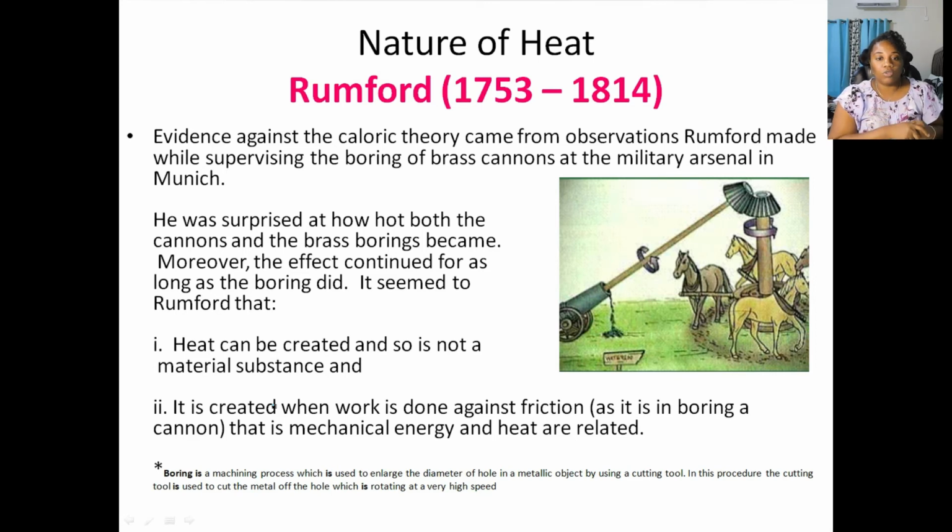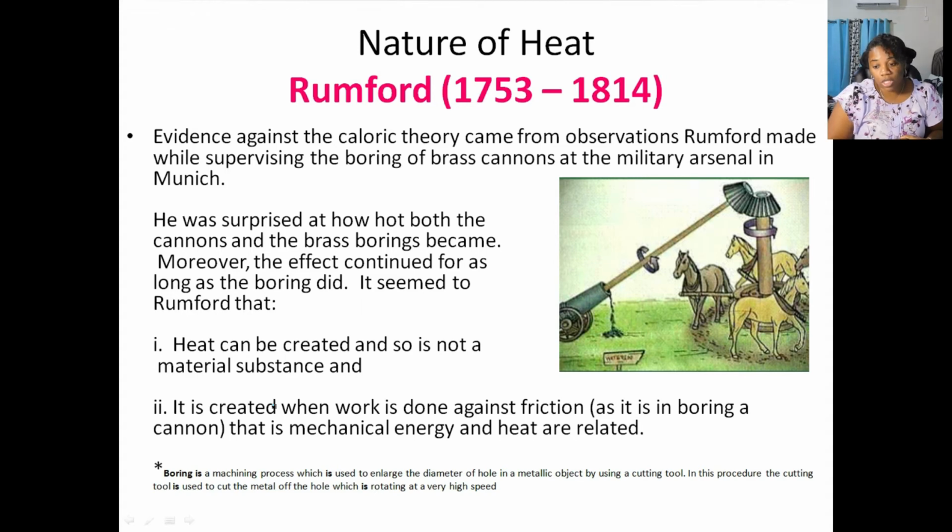So here we introduce Rumford. The evidence against the caloric theory came from observations Rumford made while supervising the boring of brass cannons at the military arsenal in Munich. Now, boring is a machining process which is used to enlarge the diameter of a hole in a metallic object by using a cutting tool. In those days they used horses, right?